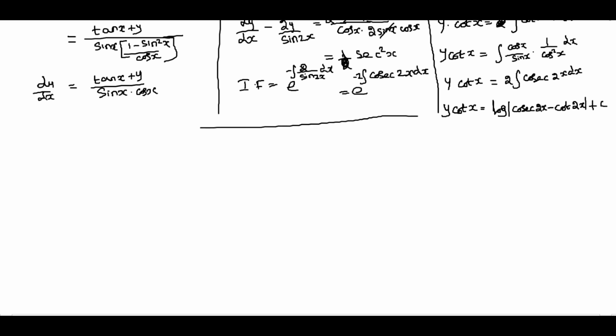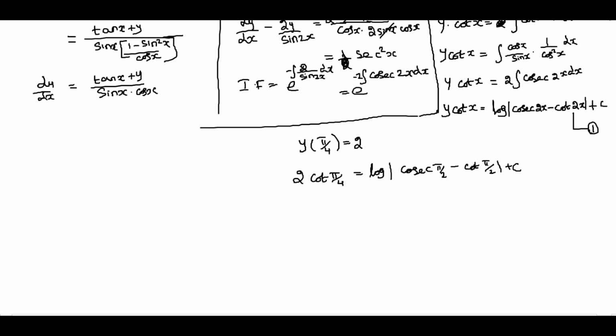Now using y of pi by 4 equal to 2, that is the given statement, we find the constant using the value in equation 1. So 2 cot pi by 4 equals log mod cosecant pi by 2 minus cot pi by 2 plus c. Okay. So cot pi by 4 is 1, so c equals 2.